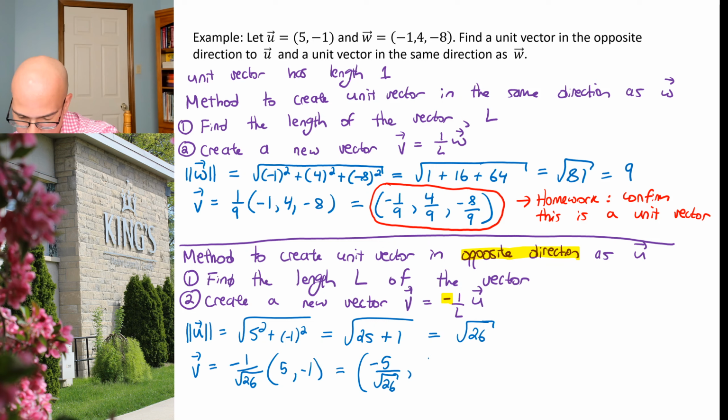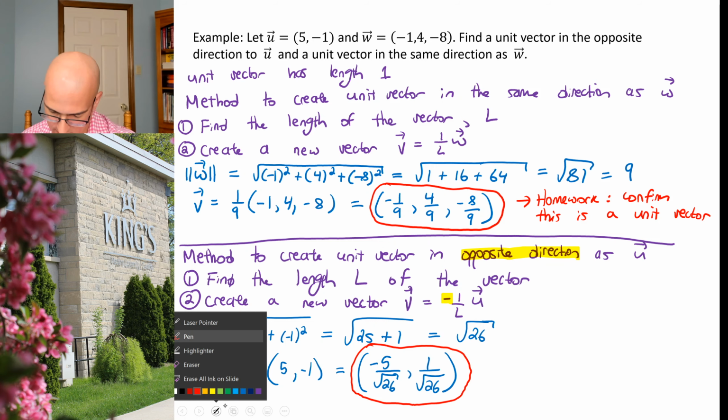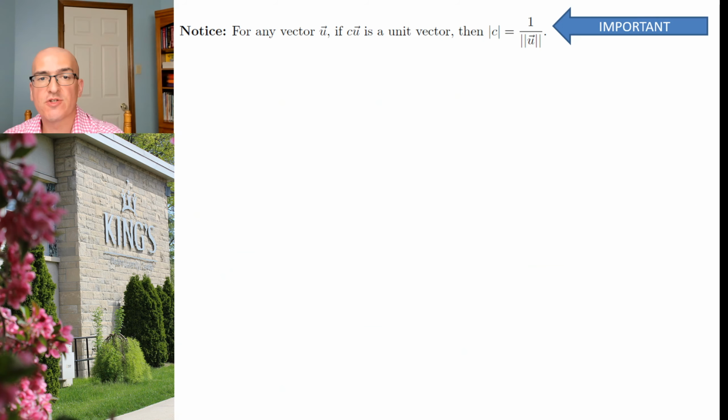And we would not rationalize the square root. We would leave the square root as it is in the denominator there. So we can state a component of the method that was just used as follows. If c times u is a unit vector, then it must be the case that the absolute value of c is 1 over the length of u.